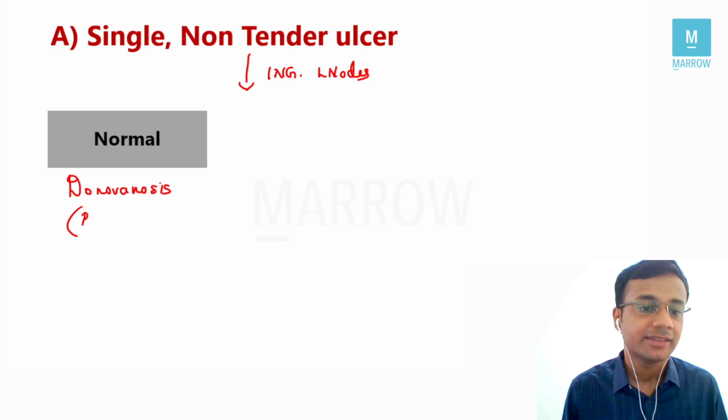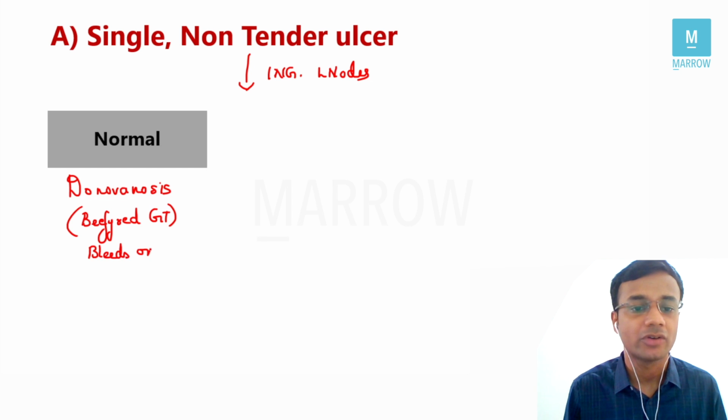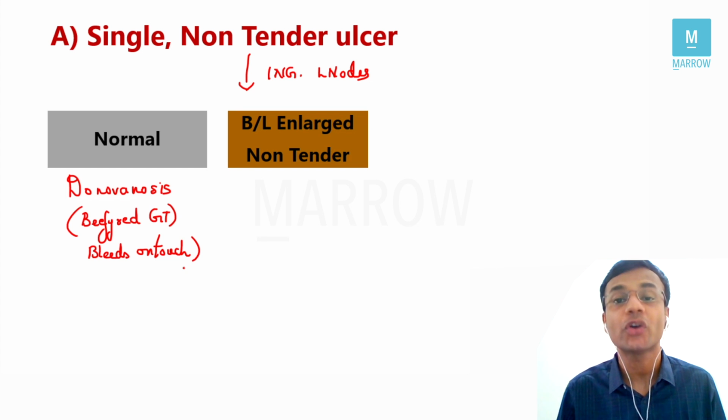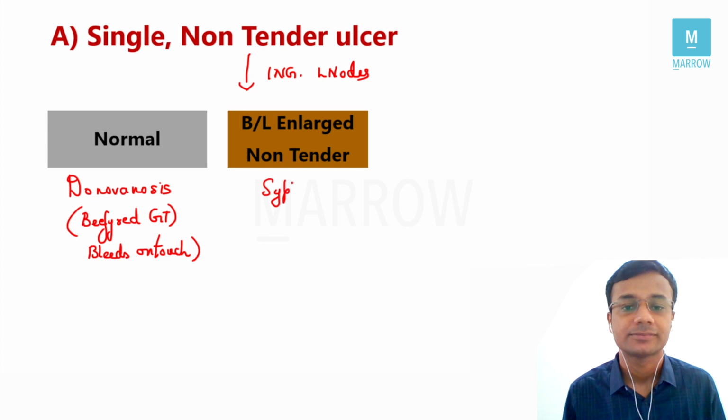We already know this presents as beefy red granulation tissue which bleeds on touch. So this we are already aware of in donovanosis. Suppose the question says bilateral enlarged non-tender lymph nodes, then the diagnosis is going to be syphilis.